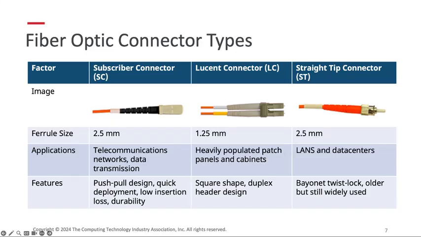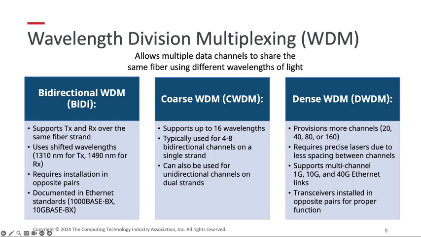Wavelength division multiplexing, or WDM, allows multiple data channels to share the same fiber using different wavelengths of light. It's like having multiple lanes on a highway for different data streams. There are two main types, one of them being CWDM, or coarse wavelength division multiplexing, which is simple and more affordable, and is used for shorter distances.